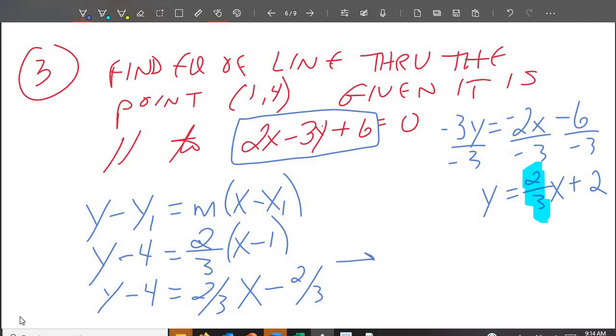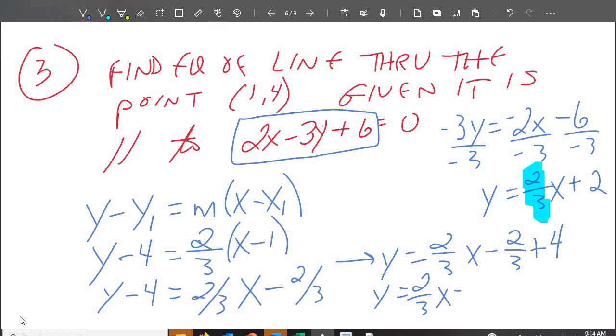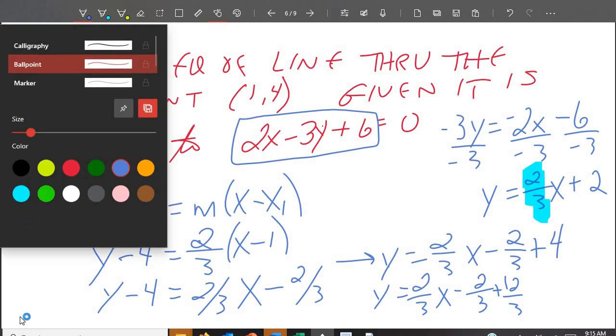Okay, so we got to move the 4 over. So this is what we're going to end up with: y equals 2/3 x minus 2/3 plus 4. Now, we have to get a common denominator. I'm going to go ahead and tell you, 4 is the same as 12/3. And I'm running out of room, so all you got to do next is add these two numbers together.